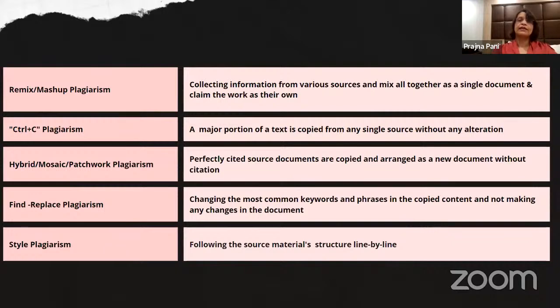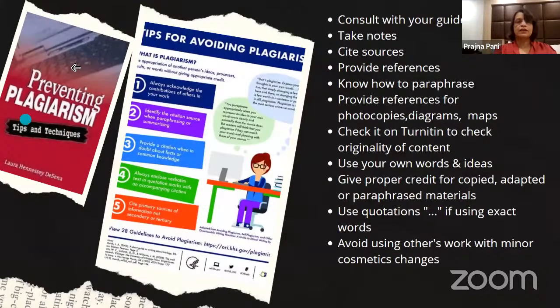Okay, style plagiarism. Here you may give the citation. Here you may not directly copy the words, but if you are following the style of the document, okay, line by line, then that is called style plagiarism. For example, some model. You take up that model and you make some small changes. Okay, so what you are doing there, you are copying the style. So that is also not allowed in research writing or academic writing.